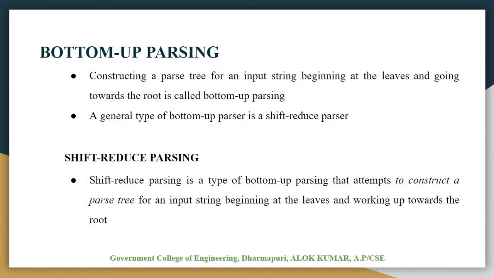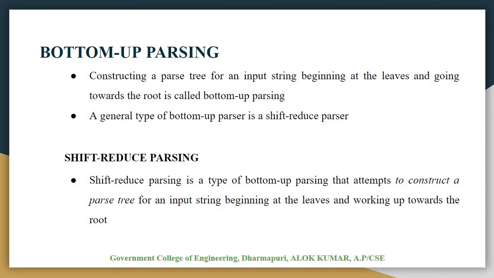Here, a general type of bottom-up parser is a shift reduce parser. We will see different types of parsers here. The first one is the shift reduce parser. So in this lecture we will see shift reduce parsing. Shift reduce parsing is a type of bottom-up parsing that attempts to construct a parse tree for an input string beginning at the leaves and working up towards the root.